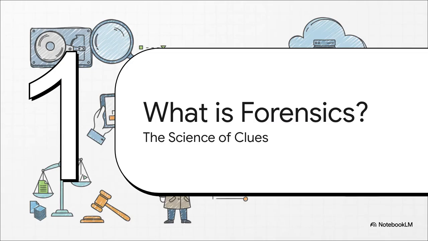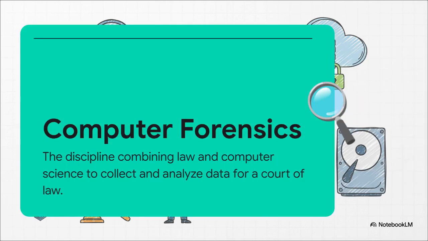Okay, so what is computer forensics exactly? Let's get a handle on the actual science of tracking down these digital clues. Here's the official definition, and it's a really good one. Computer forensics is where law and computer science meet. Now, pay close attention to that last part. Admissible in a court of law. That is absolutely the key. The goal isn't just to find some data. It's to collect, analyze, and present it in a way that will actually hold up in court.